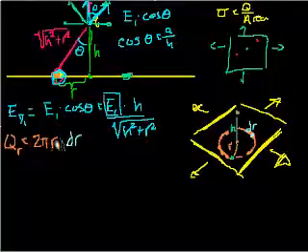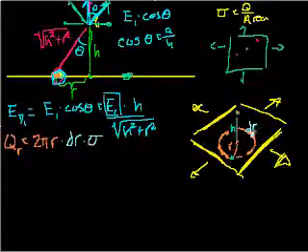And so what's its charge going to be? It's area times the charge density, so times sigma. Right? That is the charge of the ring. And then what is the electric field generated by the ring at this point here where our test charge is?